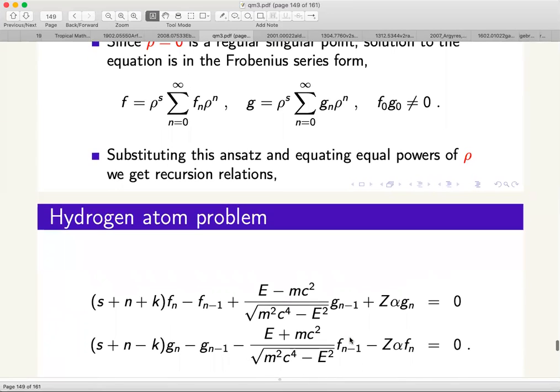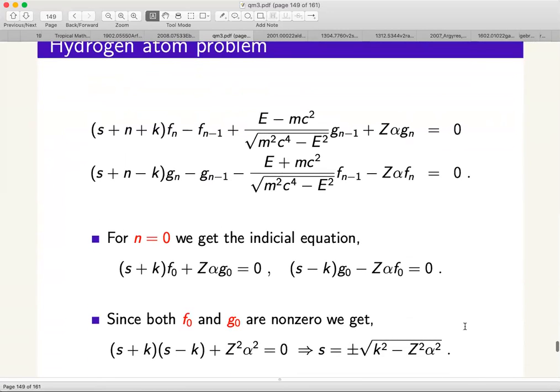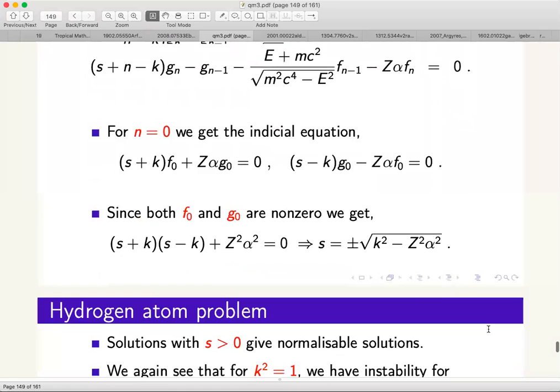Also, is this the solution for s? Yes. k was the eigenvalue of the operator we defined, L dot sigma plus h-bar, and it goes from plus or minus 1 and so on. Even this restricts Z in some sense. Yes, exactly. That is our next statement.